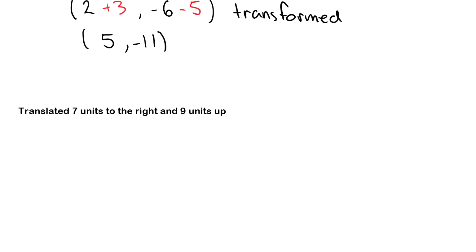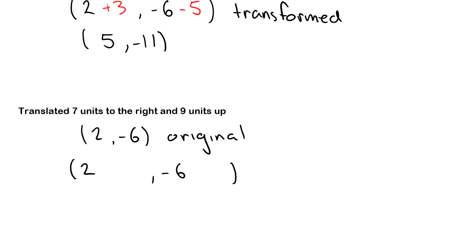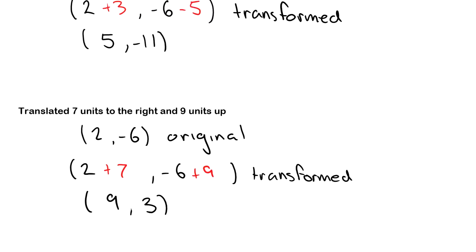Using the same coordinate, we'll find the transformed coordinates next. We have (2, -6), it's translated 7 units to the right, so again we plus 7, and it's 9 units up, so we plus 9. Therefore our new coordinates are (9, 3).